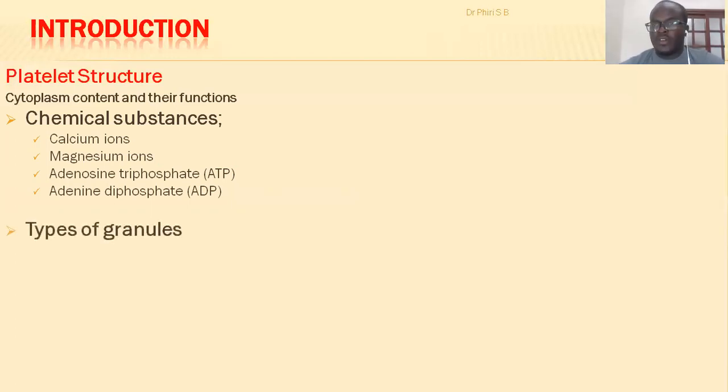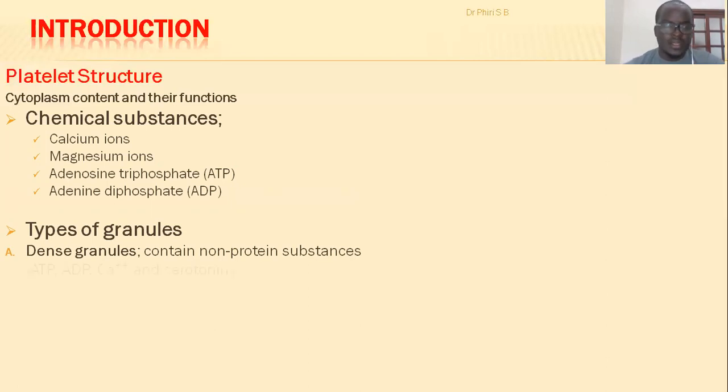Then the types of granules. There are two major types of granules found within the platelets. Like I said, you have the dense granules and the alpha granules. The dense granules contain non-protein substances, so they will have some of these chemicals listed above. They don't contain protein. Mainly the dense granules will have ADP, adenosine triphosphate, adenosine diphosphate, calcium, and serotonin. So these are non-protein substances found within dense bodies or dense granules.